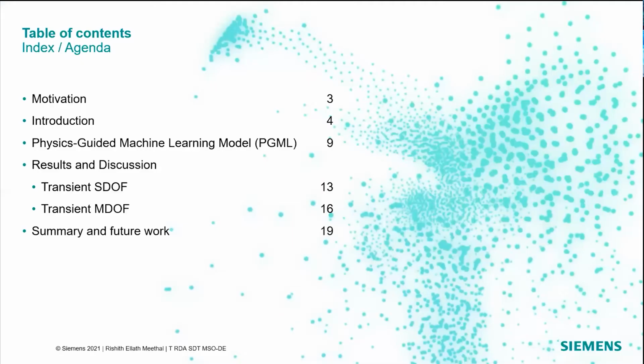This is the agenda prepared for today. We will start with the motivation behind why such a physics guided machine learning model is needed, and then we go into the introduction part where I will take you through the journey of how we came up with such a PGML model. Then we go deeper into the model and its algorithm. After that, we go into some results and discussions where we discuss two transient problems from structural dynamics, single degree of freedom system and multiple degree of freedom system. Then we will conclude our talk with a summary and future work.